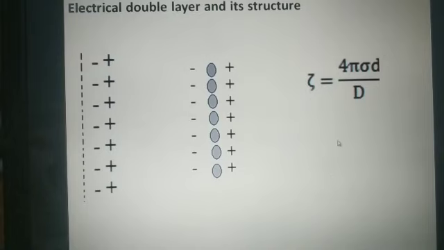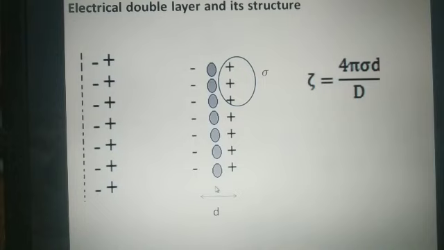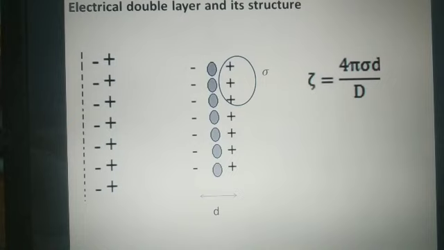Here sigma is the charge density per square centimeter. D is the thickness of this layer. And the other D is the dielectric constant of the medium. Whatever solvent we have taken, the dielectric constant of that is D. So that is the electrokinetic potential, and it is denoted by zeta.